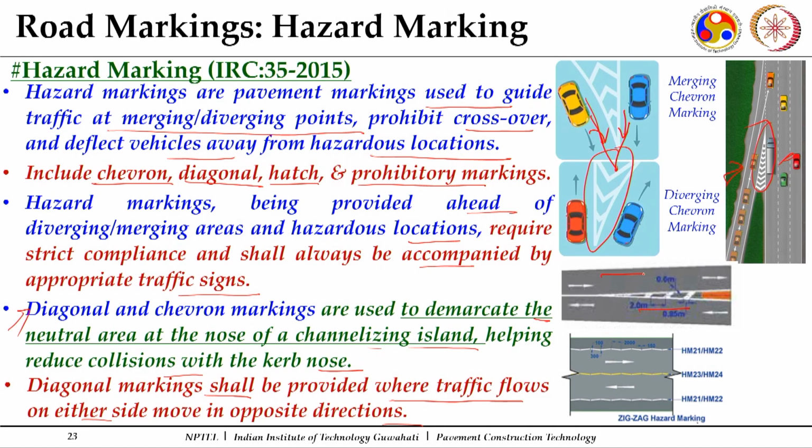So you can see here it is moving in this direction, here it is moving. So then we are going to provide, and as mentioned, there are specific requirements with respect to the width of this, with respect to the length of the diagonal marking, with respect to the gap between these ones. So all need to go as per the codal requirements. Just a basic information is there. This is provided specifically when the traffic is moving in opposite directions.